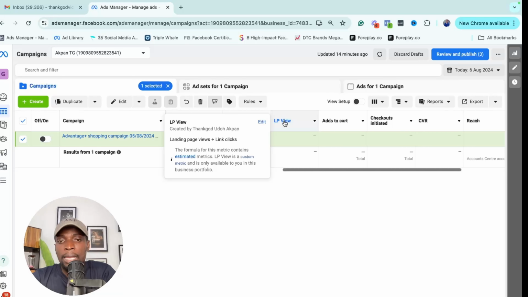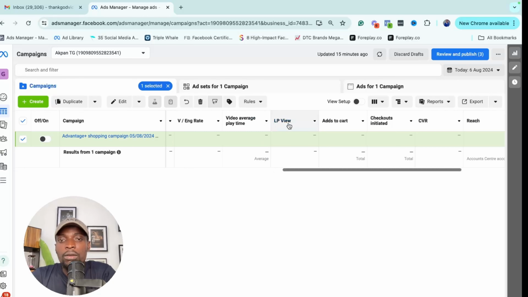Now from a metric standpoint, I like to have this at about 80% upward, or from 70 actually, but 80% upward shows you that your ad is actually resonating well and people are seeing your ad, clicking your ad and going to your website.